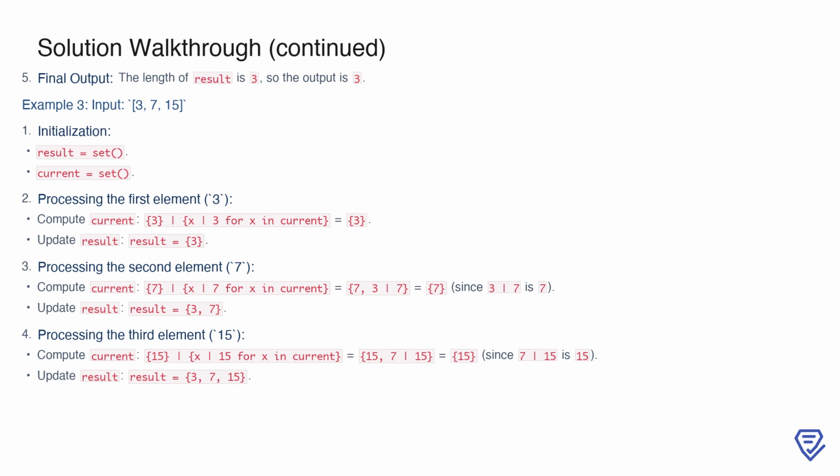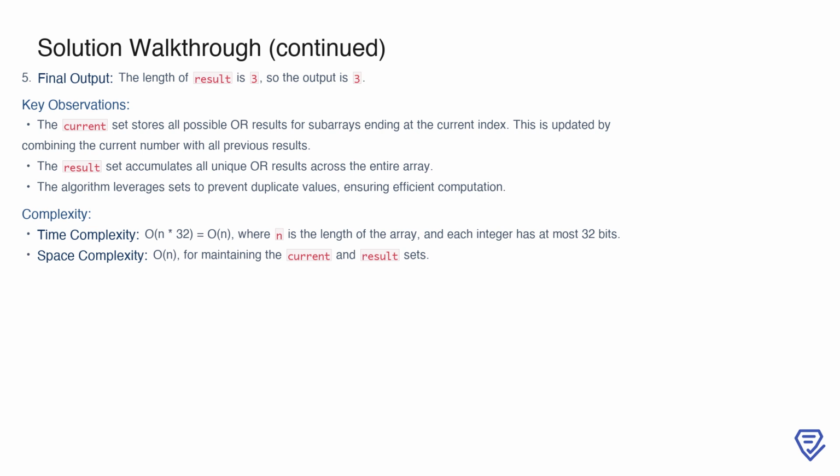Finally, we process the element 15. The new current set becomes 15, as 7 OR 15 equals 15. Adding this to result, we obtain 3, 7, 15. The size of result is 3, so the output for this example is also 3. From these examples, we can observe key details about the algorithm.